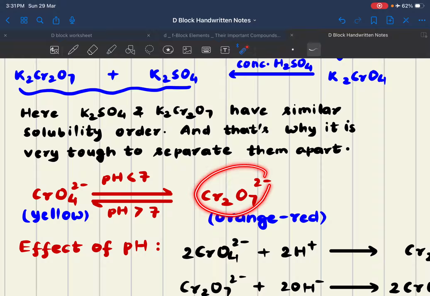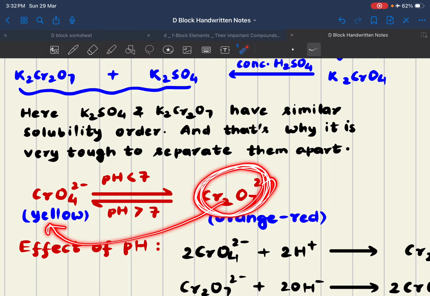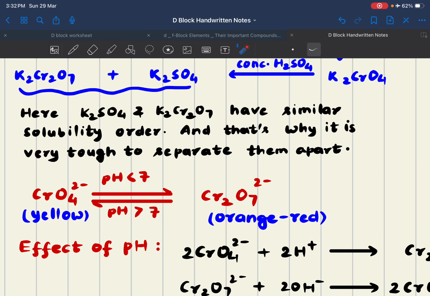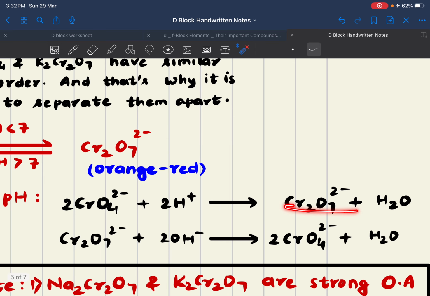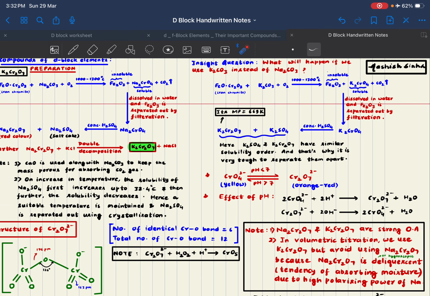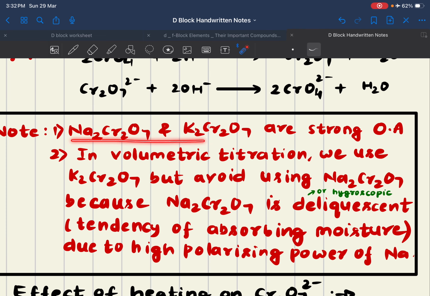If you supply basic medium to dichromate, it will change into chromate. These are their characteristics. Behavior: chromate in acidic medium gives dichromate, dichromate in basic medium gives chromate. That's what we call the effect of pH. You can clearly see chromate in acidic gives dichromate, dichromate in basic gives chromate. Hope it's clear. Moving ahead, Na2Cr2O7 and K2Cr2O7 are strong oxidizing agents.